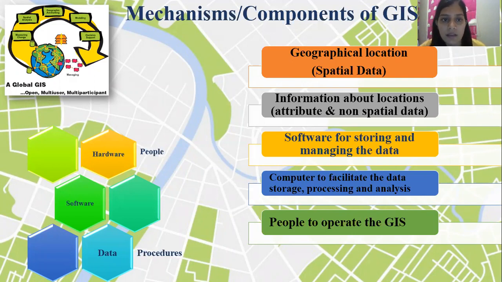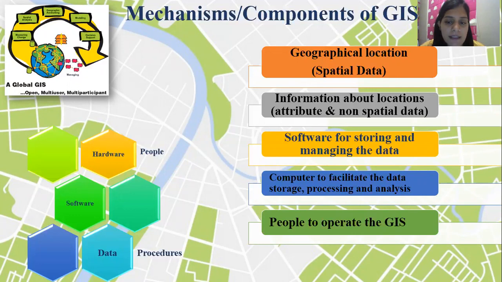How can it be available? Data is available in spatial format and non-spatial format. What is the spatial format? Spatial format means the data is related to latitudes and longitudes, right? Now information about a location, that is attribute and non-spatial data.